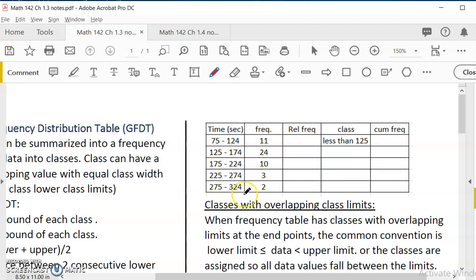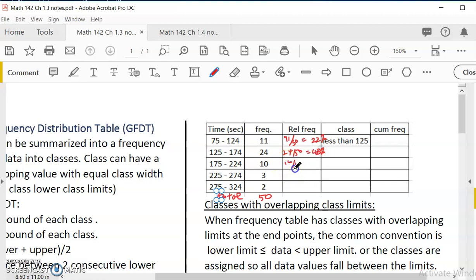So first of all, we have to find the total frequency. Sometimes they don't give it to you. You have to calculate this. So this would be 11 plus 24 plus 10 plus 3 plus 2. So that's 50. Oh, that's easy to do. 50 is a good number. So relative frequency would be 11 over 50, right, in a percentage. It's 22%, right? 24 out of 50 is 48%.